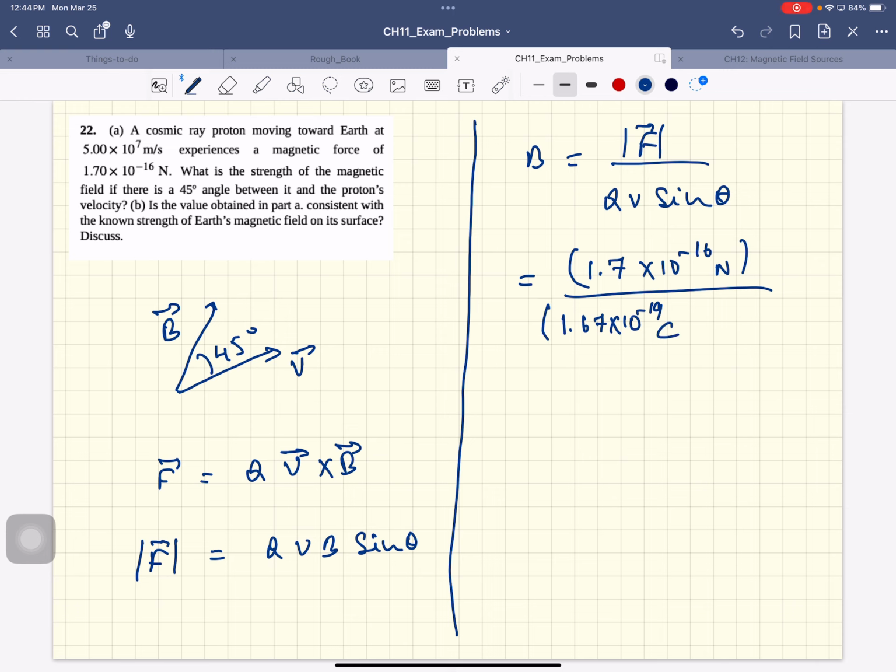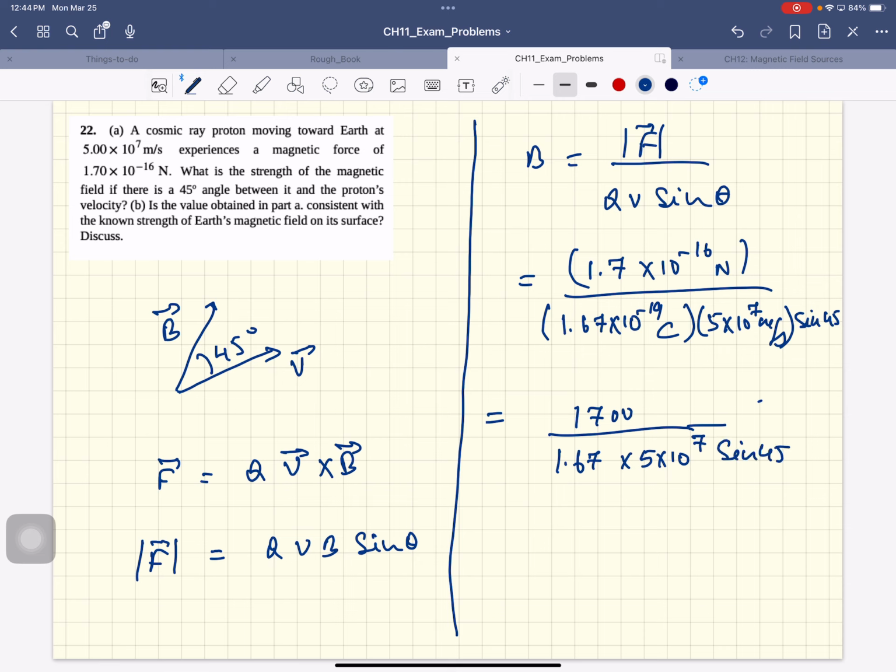19 coulombs, 5 times 10 to the 7 meters per second, times 7 sine 45. All right, so let's take care of powers of 10. That'll make this 10 to the 3. So 1700 divided by 1.67. And this will be in Teslas, okay. All right, so it'll become again 1.7 times 10 to the minus 4, divided by 1.67 into 5 into sine 45.